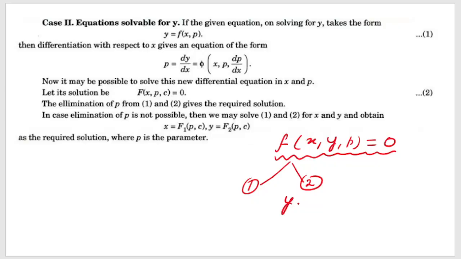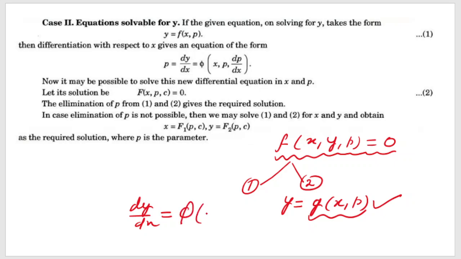So solving it for y means what? That I will rewrite this equation in the form of y is equal to a function of x and p, right? So I can write y as a function, suppose g, which is a function of x and p. After that we find dy by dx, means we differentiate this equation, and when we differentiate it we get an equation which appears in the form of f of x, p, dp by dx is equal to 0, and then we further solve it.